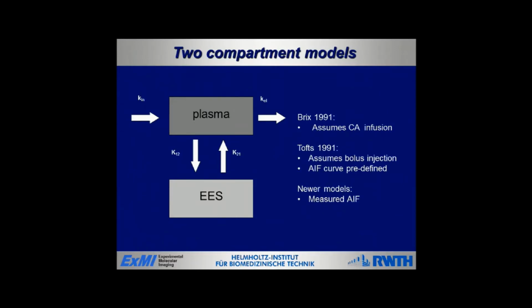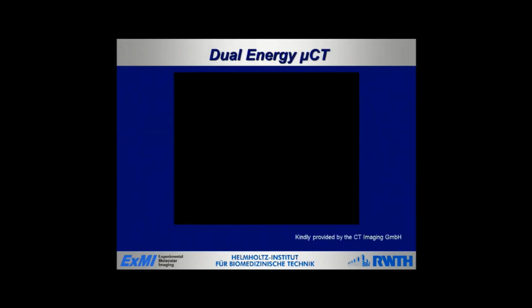Important differences between the models is that Brix from 1991 assumes a contrast agent infusion, which makes it better with respect to beam hardening artifacts because you can slowly inject the contrast agent. Tofts assumes a bolus injection and assumes a predefined arterial input curve. This you should know when you're working with small animals, where this precondition may not be given. And there are also newer models where all the input function data is measured, and which in this respect are a little bit more quantitative and better adaptable to mice.